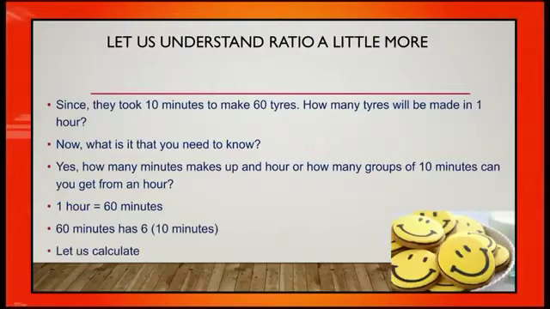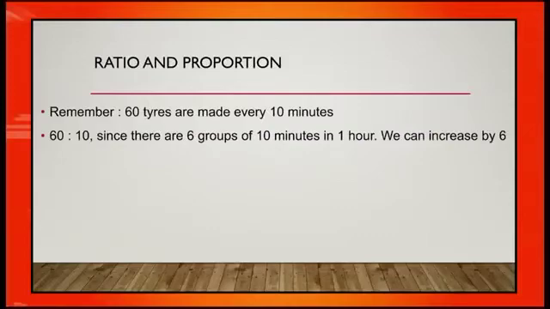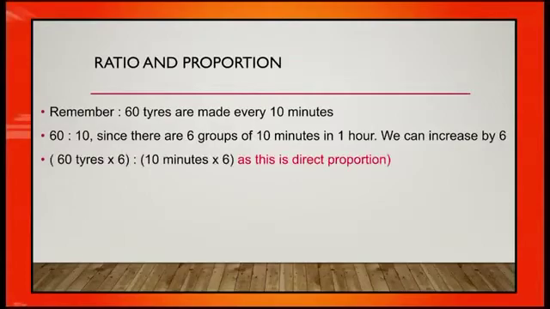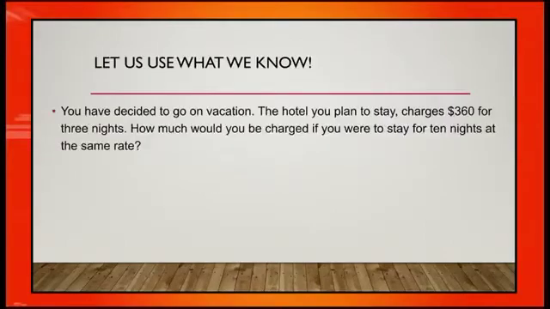So we can now calculate. And by calculating, 60 tires are made every 10 minutes. So I can say 6 groups of 10 minutes in an hour, so we can pretty much multiply by 6. And you saw this. One is increasing, the other is also increasing, and this is direct proportion. If it's going up, they're going up together. So the tire company, using a ratio of 240 to 40, would end up with 360 to 60 for an increased time.